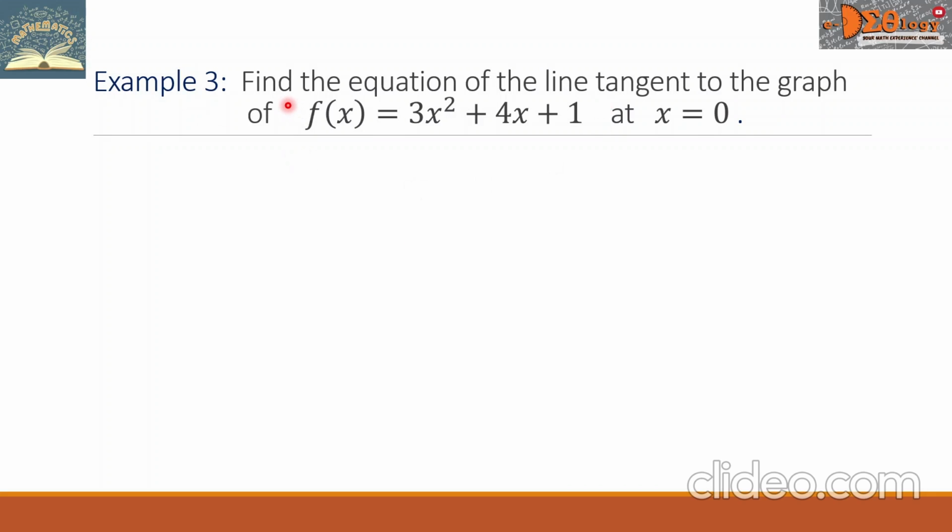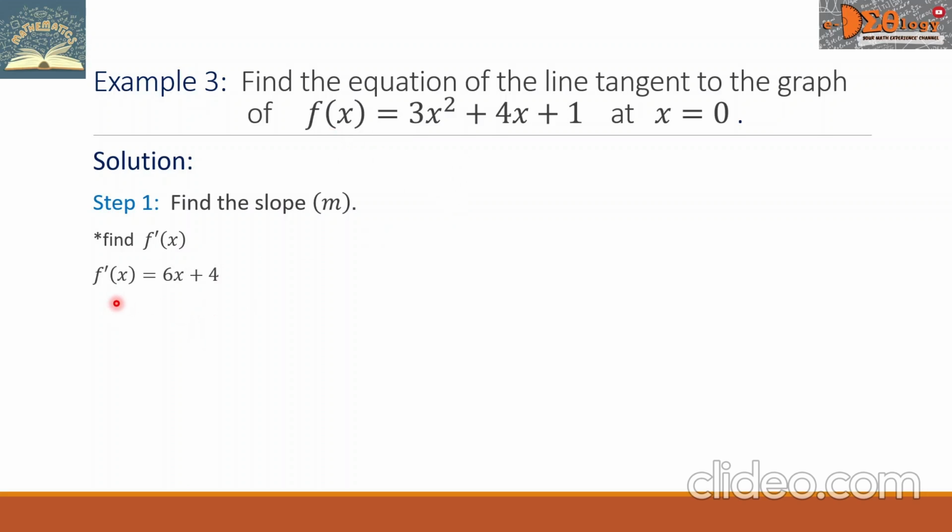Example 3. Find the equation of the line tangent to the graph of f of x equals 3x squared plus 4x plus 1 at x equals 0. Step 1, let us find the slope. Meaning, at first, we will take the derivative of the function. So we have f prime of x equals the derivative of 3x squared, which is 6x. The derivative of 4x is plus 4. The derivative of 1 is 0, so we will not write it anymore.